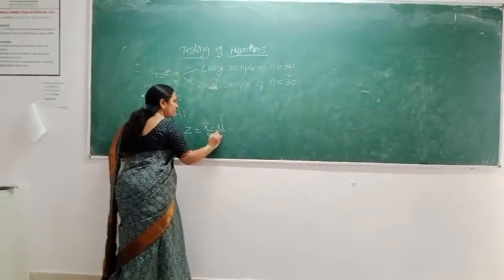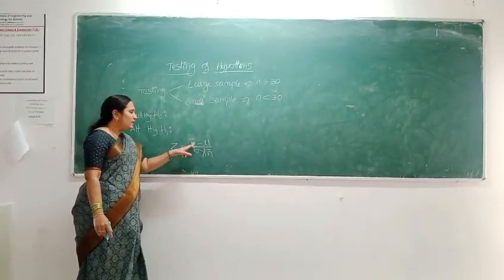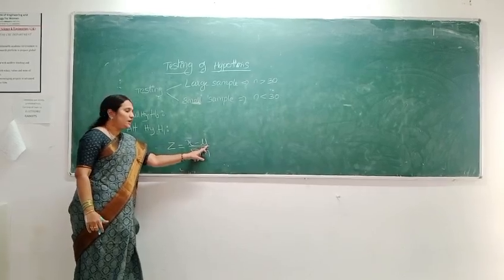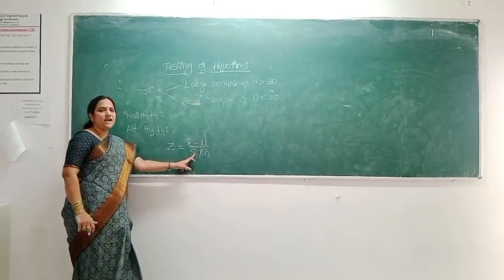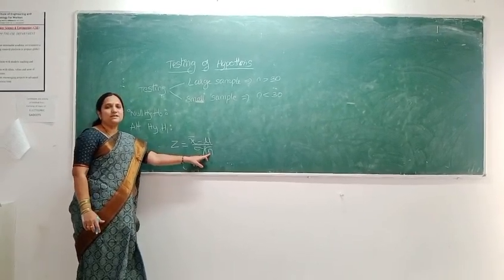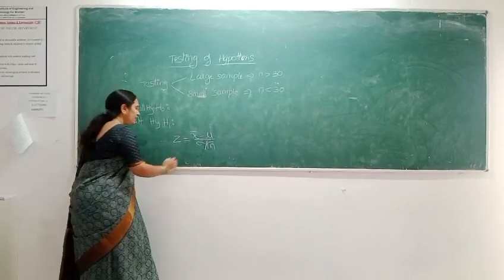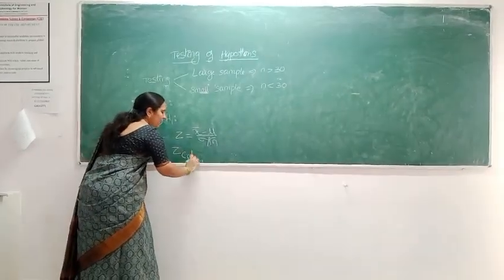Then we will calculate the Z statistic for a large sample, which is given by Z = (x bar minus mu) divided by (sigma divided by square root of n). Here x bar represents the sample mean, mu represents the population mean, sigma represents the standard deviation of the population, and n represents the number of elements in the sample. By constructing the Z statistic, we will get the Z calculated value.